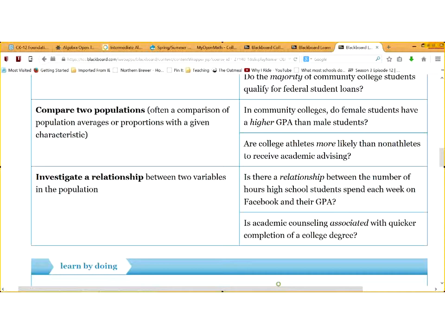So now our populations are female community college students and male community college students. And the variable is each student's GPA. And what we would calculate is the average for the females and the average for the males and compare them.